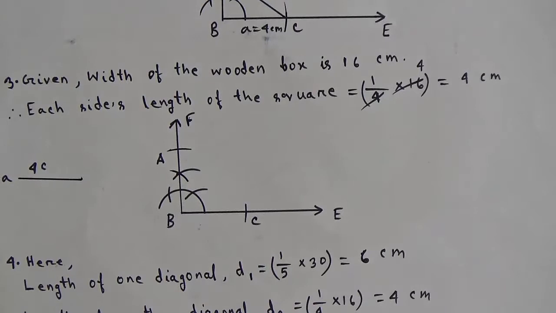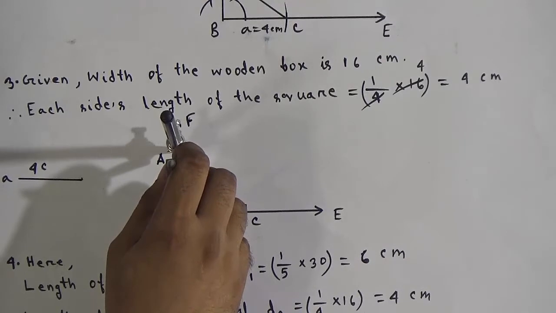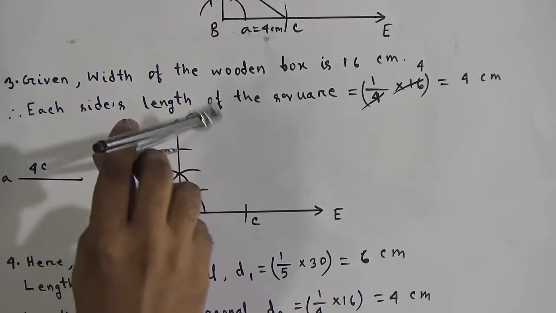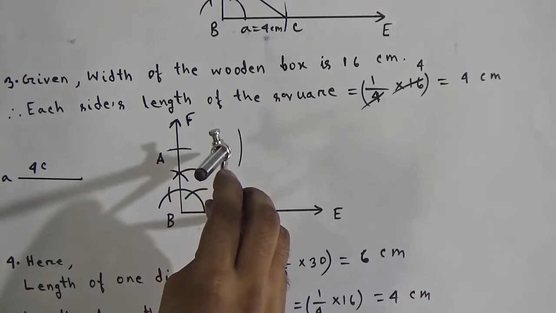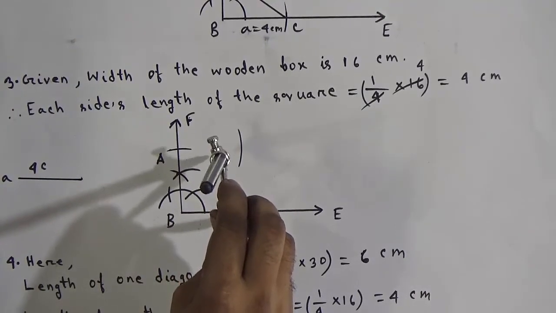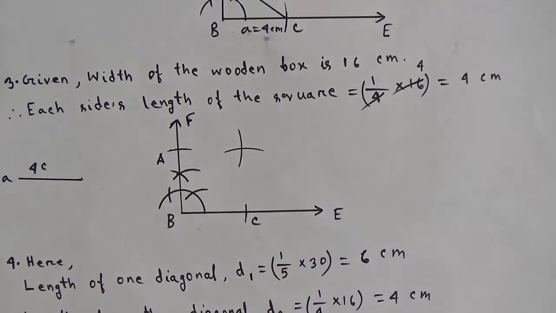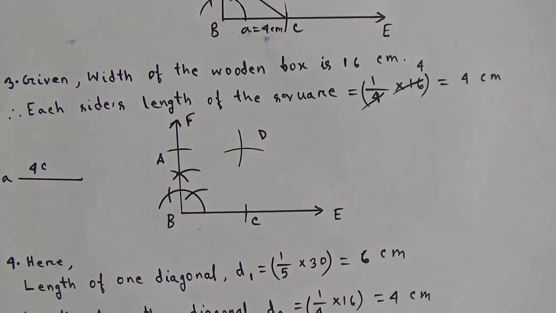Now, dear students, taking the radius of AB and considering A as center, I will draw an arc, and keeping the same radius and considering C as center, I will draw another arc. Suppose these two arcs intersect each other at the point D. Now I will join the point A and D and the point C and D.